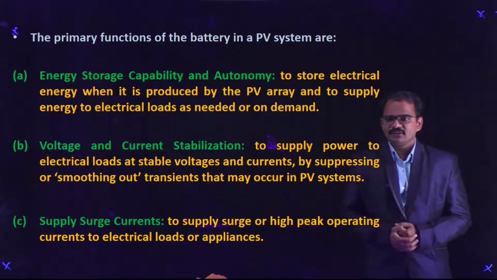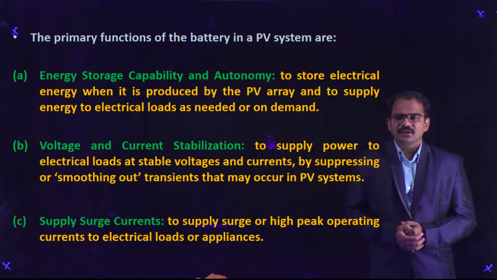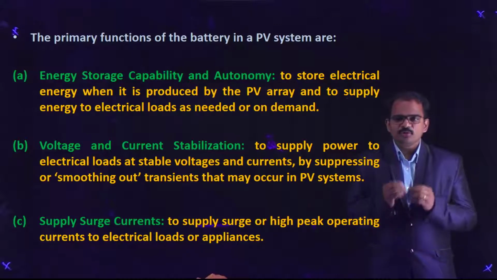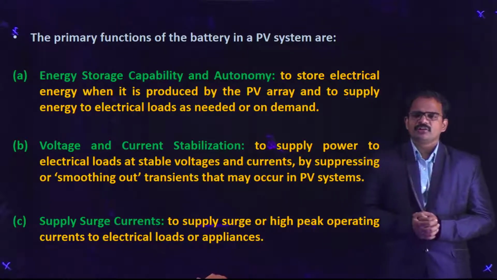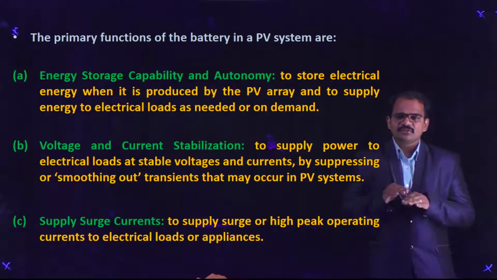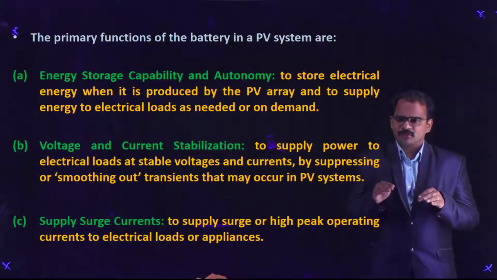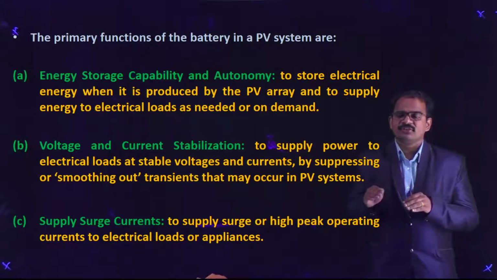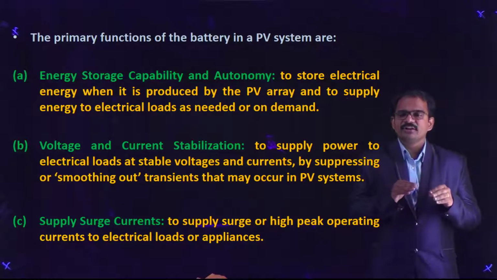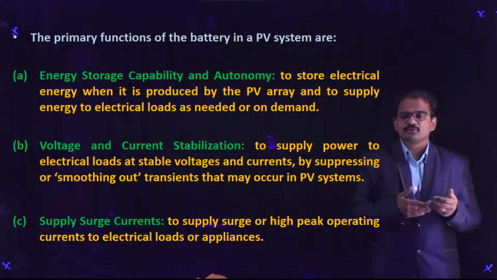The second one is voltage and current stabilization. That is, to supply the power to the electrical loads at stable operating voltages and currents by supporting or smoothing out transients that may occur in PV systems. We cannot ensure that we'll get continuous supply from a PV system. For example, at 10 o'clock we will get some amount of energy from the solar panels. At 12 o'clock, since the radiation has increased, we'll get some other amount of energy from the solar panels.